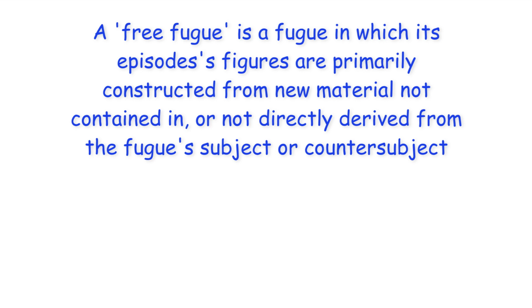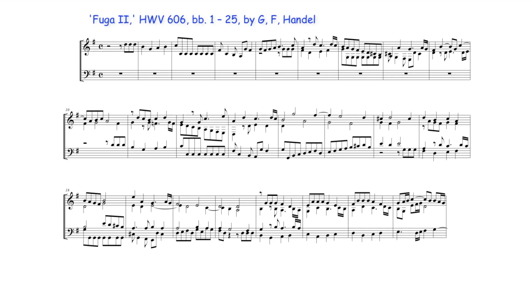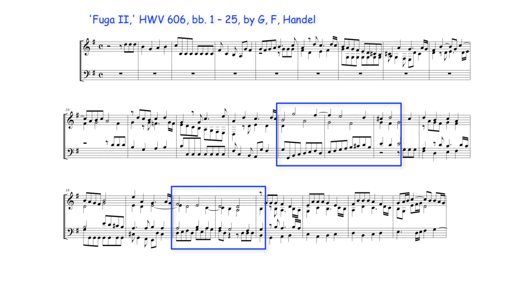A free fugue is a fugue in which its episodes' figures are primarily constructed from new material not contained in or not directly derived from the fugue subject or counter-subject. For example, in this fugue by G.F. Handel, the episodic figures often outline unadorned suspension paradigms over a running eighth note bass.